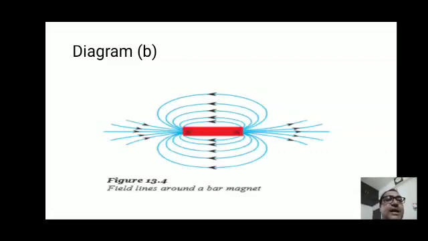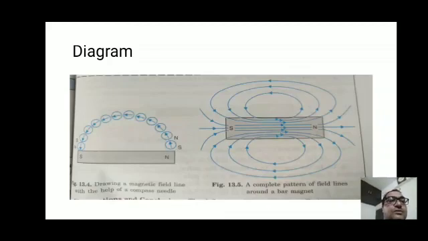And students, this is the diagram given in our textbook: field lines around the bar magnet. This type of diagram you have to draw in this particular activity. Students, here you have to observe that in the second figure 13.5, outside the magnet, curved lines are formed, and inside the magnet a straight line can be passed. Magnetic field lines are straight inside the magnet.